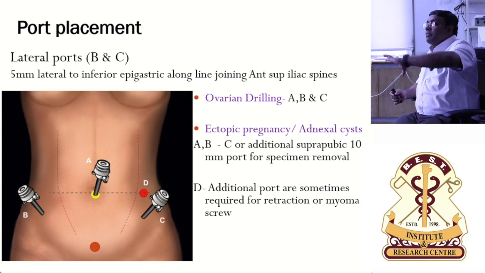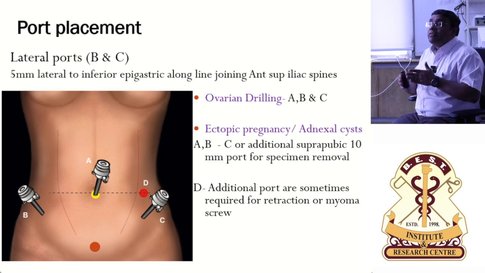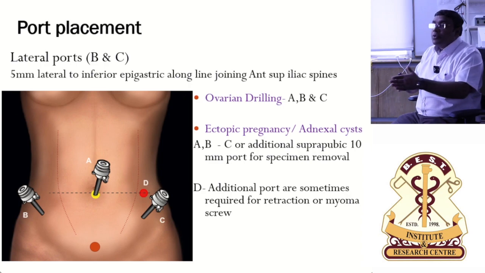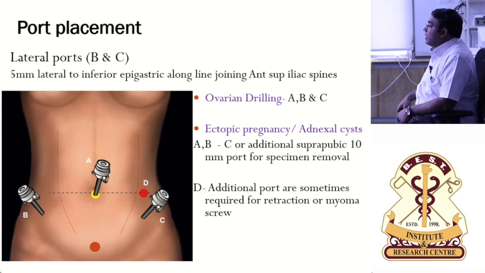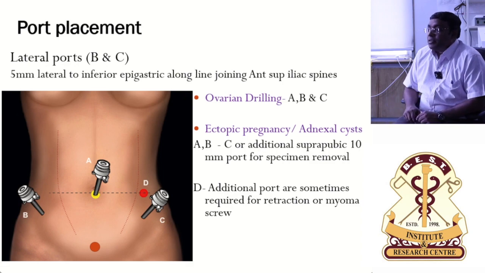So the distance between two secondary trocars should be a minimum of 4 finger breadth or 6 centimeters. Otherwise, sword fighting will happen. Both the instruments will go and hit each other, and you will not get an ergonomically good position.